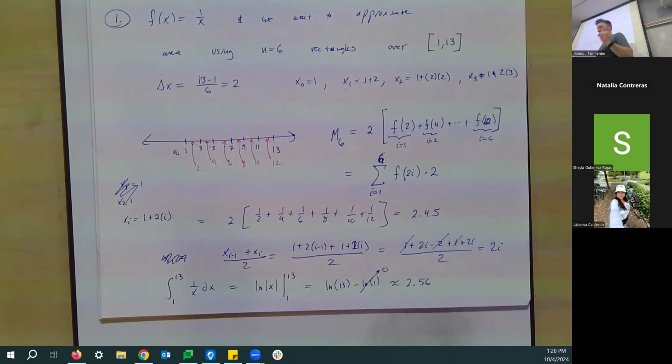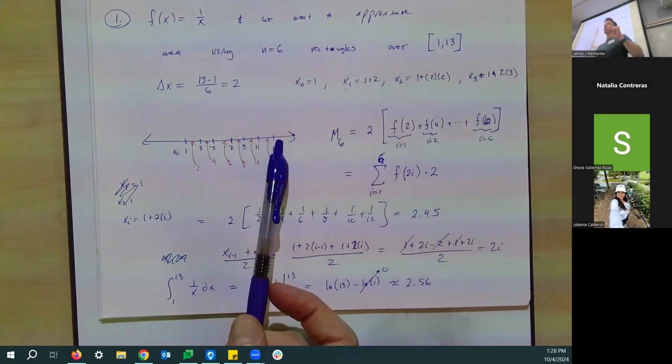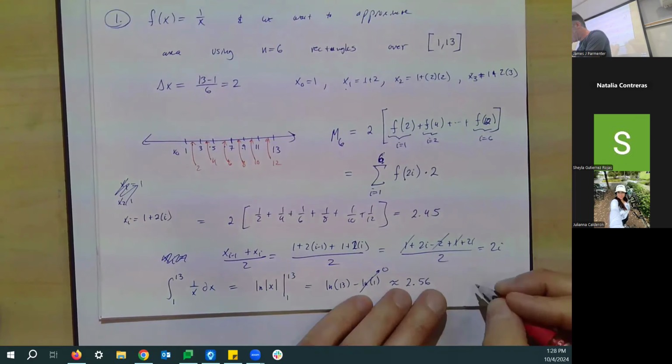No. So this really has nothing to do with the fact that I was talking about the midpoint rule here. I could have approximated this area using right endpoints or left endpoints or any point in between and still gotten an approximation that was relatively close to the actual area. But the actual area here, the real true answer that everyone should say, is the natural log of 13.